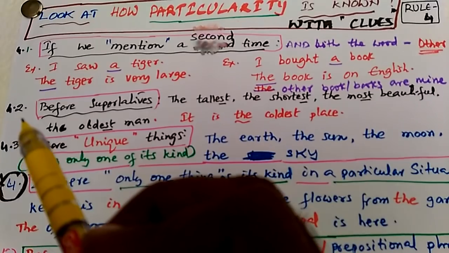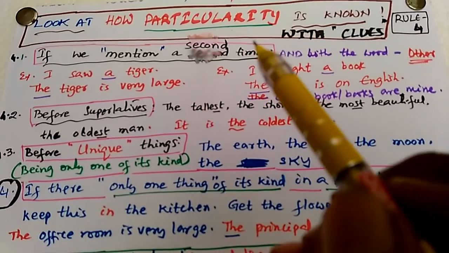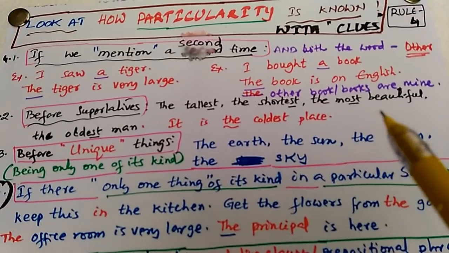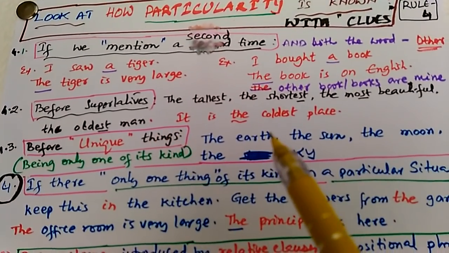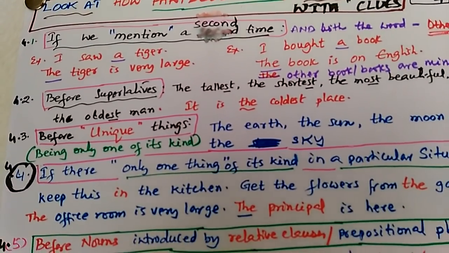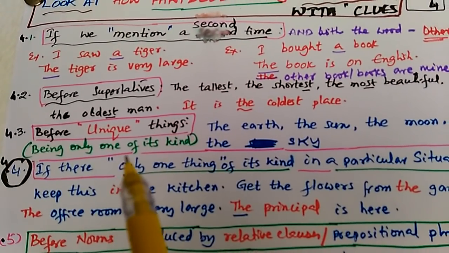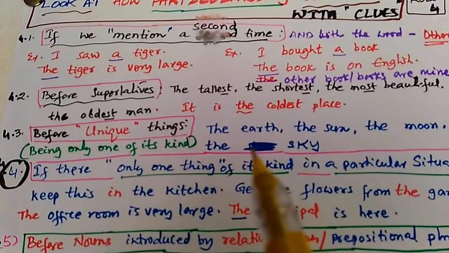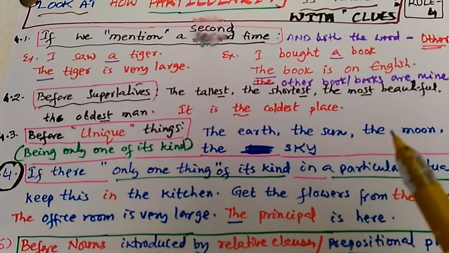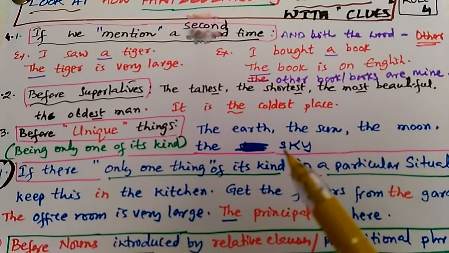And next 4.2 clue, that is before superlatives we write the to show the particularity. So we write the tallest, the shortest, the most beautiful, the oldest, and the coldest place. We can write like this before superlatives. And next thing is that before unique things, that means there is only one of its kind in this world, like the earth. The earth is only one thing of its kind, so we have written the here. Like that, the sun, the moon, the sky.